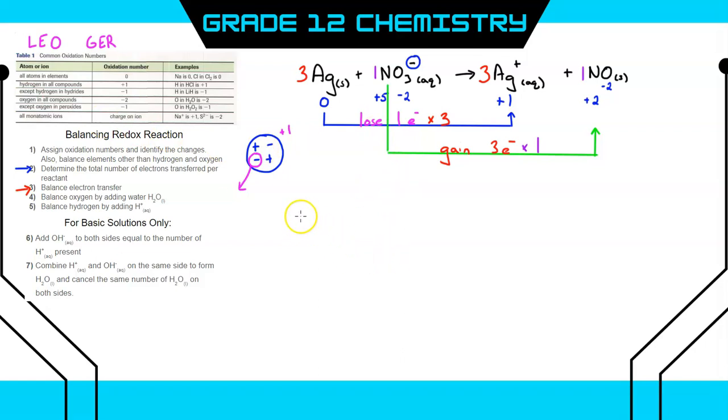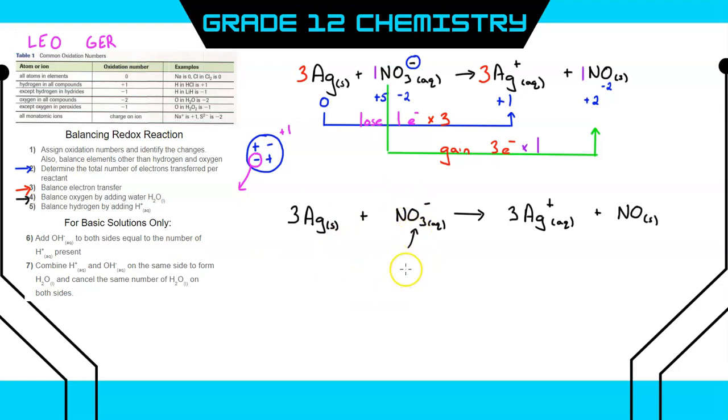Okay, let me rewrite this equation because it's gotten a little bit messy. So let's rewrite what we have so far. All right, so I've got it rewritten. Now we're going to go on to step 4. Balance oxygen by adding water. So let's count our oxygens now. Over in our reactants, it looks like we have 3 oxygens. And over in our products, we only have 1 oxygen. So we need 2 more oxygens. But unlike for just a regular chemical equation where we would balance the elements by adding coefficients, we're not going to add a coefficient here. What we're going to do is add water. So since I need 2 more oxygens, I'm going to add 2 water molecules.